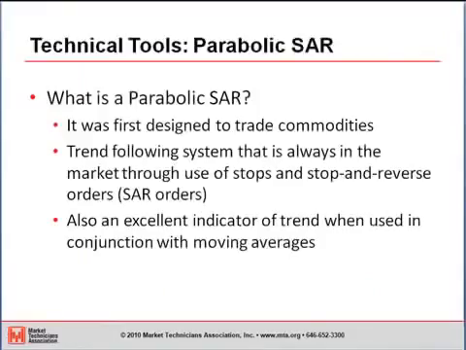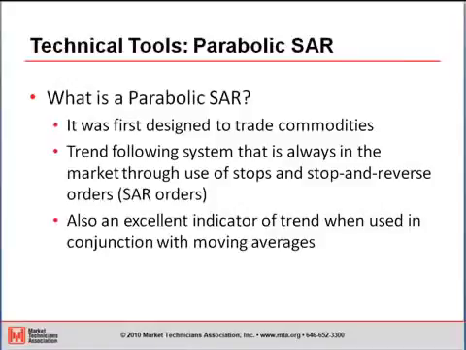The first thing to remember about the parabolic stop and reverse indicator is that it was first designed to trade commodities, in the 1970s. Back at that time, you had the uptick rule in stocks, so this indicator really was not used on stocks. Like a lot of Welles Wilder's indicators, it has been transferred over to the stock market, and now that the uptick rule is gone, you can actually use the parabolic system to trade stocks.